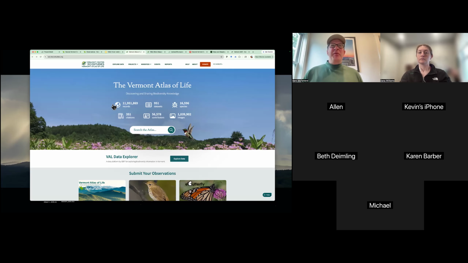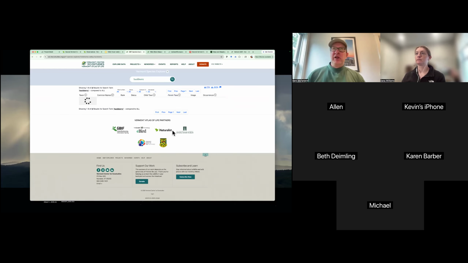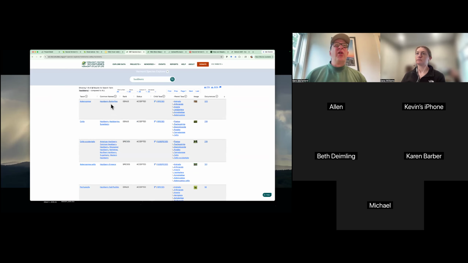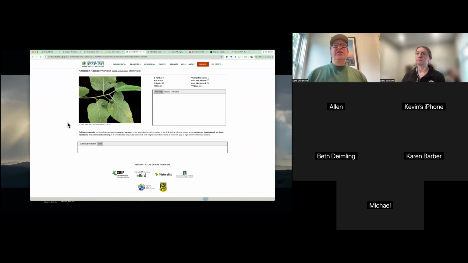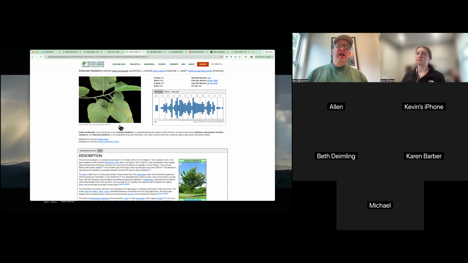What a lot of people don't know is you can go to the Vermont Atlas of Life and search the Atlas. You can put hackberry in here, or any species you want, and hit search. You start to see hackberry butterfly, Celtis, American hackberry. You click on American hackberry, that's the tree, and boom, what comes up is a story about American hackberry.